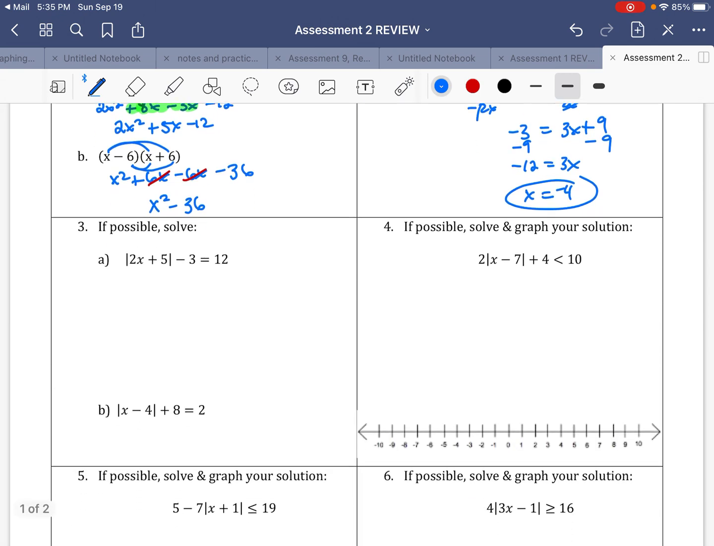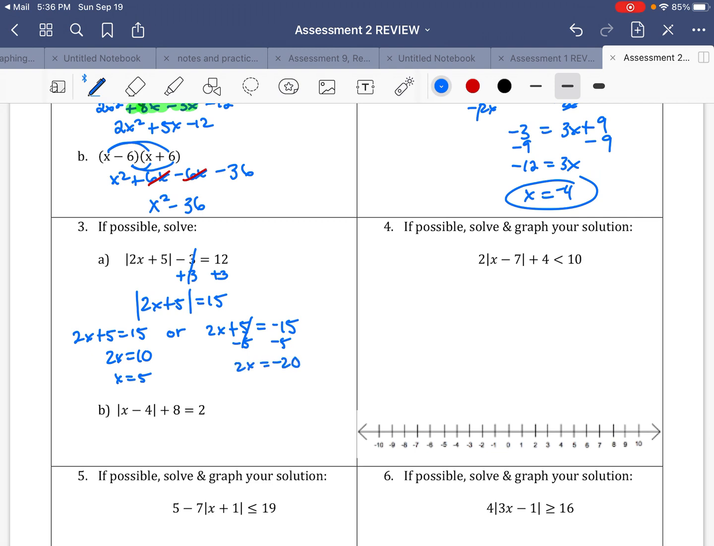All right, down to number 3. So number 3, I need to clean this up first. I have to add 3 to both sides to be able to write my two problems. So I have 2x plus 5 equaling 15. The bars are still here. Now I break this up into two situations. Either 2x plus 5 equals 15, or 2x plus 5 could equal negative 15, and I would never have known. So on this left-hand side, I take away 5, so I get 2x equals 10. Divide by 2, so I get x equals 5. Over here, when I take away 5, same steps, but this time I get negative 20, and divide, I get negative 10. So I get two answers.